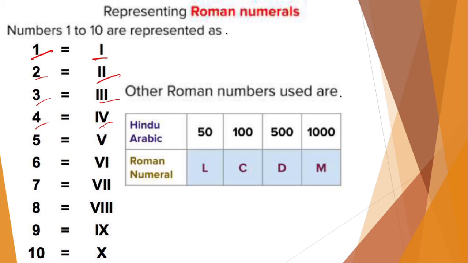So the other big Roman numerals are 50, 100, 500, 1000. Right? These are some big numbers. So 50 is represented as L, 100 is represented as C, 500 is represented as D and 1000 is represented as M. So like this, we represent Roman numerals.